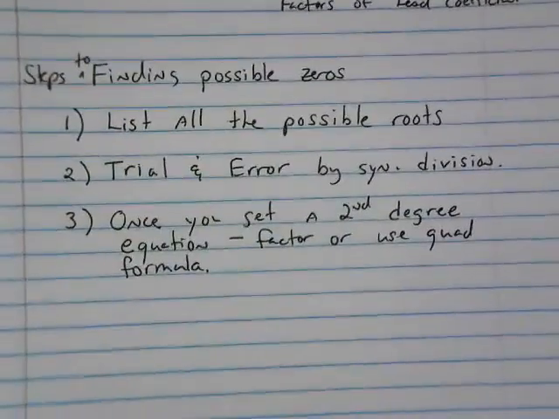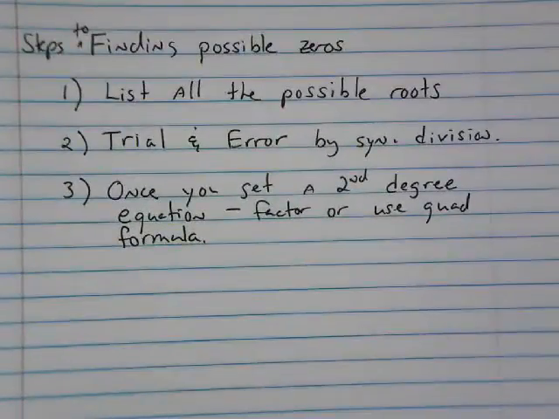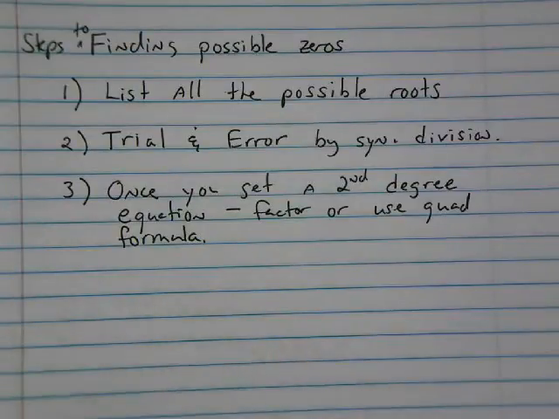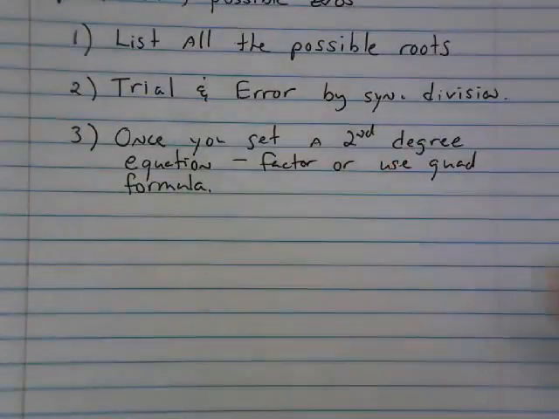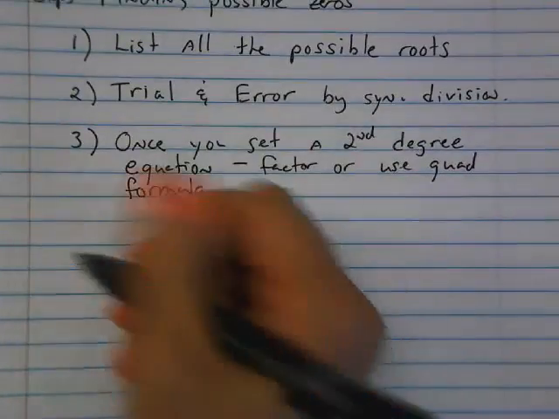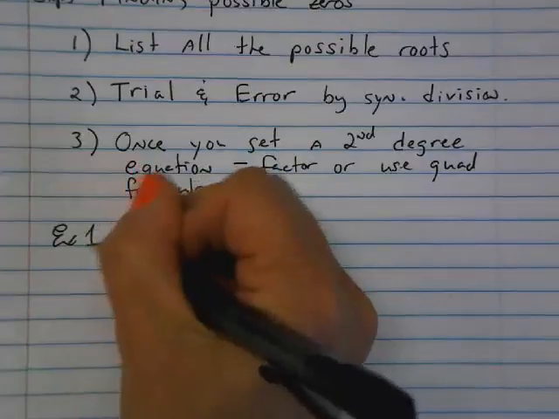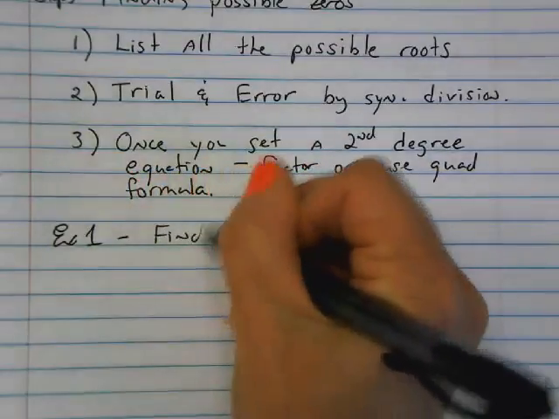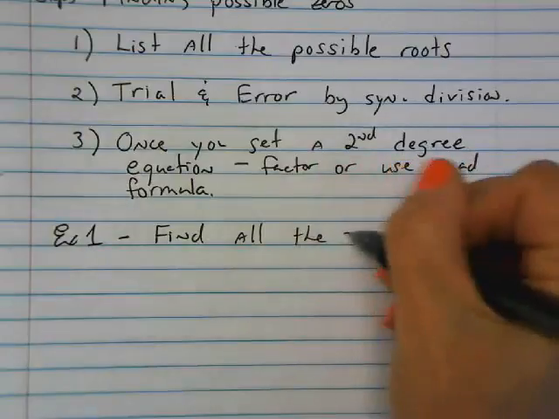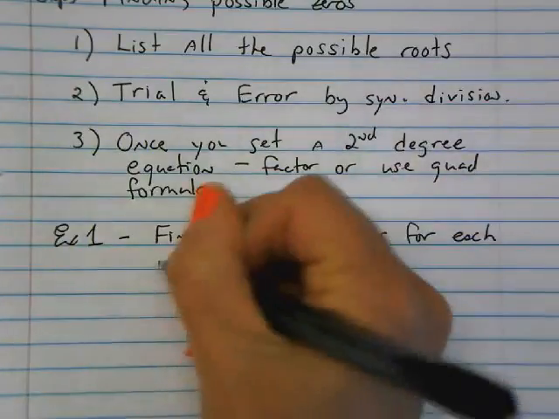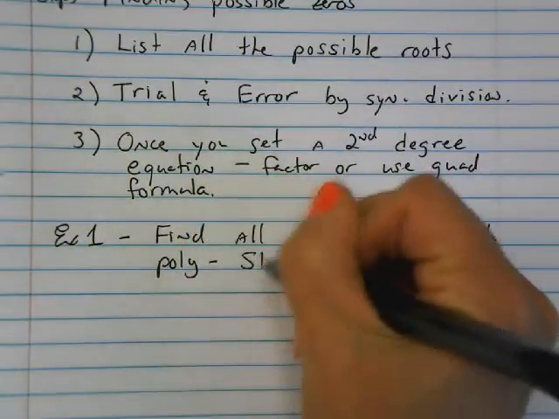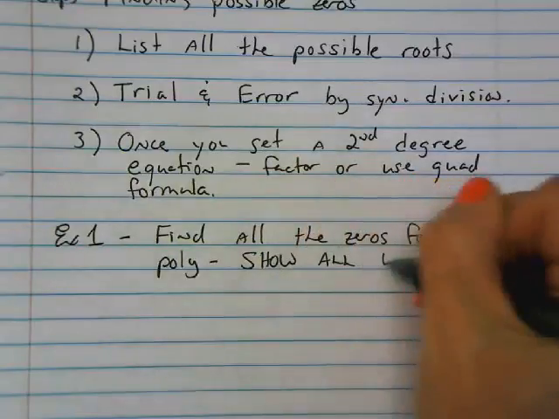So what we're going to be able to do today is, if we had to, without a calculator, find all the roots, because realize that graphing calculators have just come into being. When I was in school, many ancient years ago, we didn't have calculators, so we did have to go through these steps. Okay, so example 1 for the day. Find all the zeros for each polynomial. Show all work. Again, I understand that the calculator can do this in an instant.